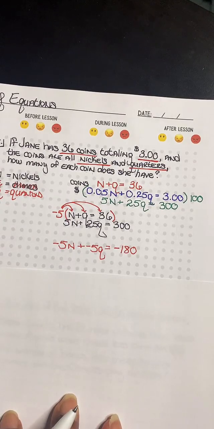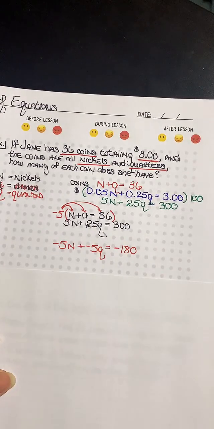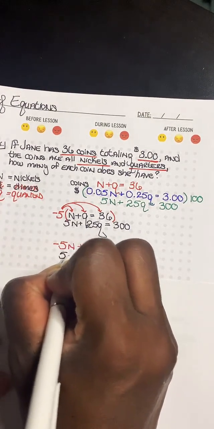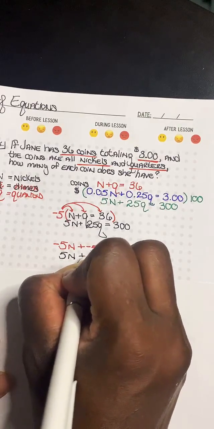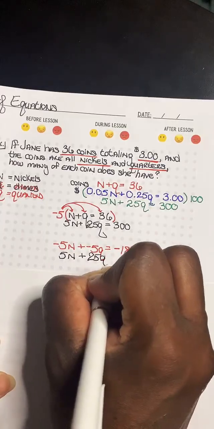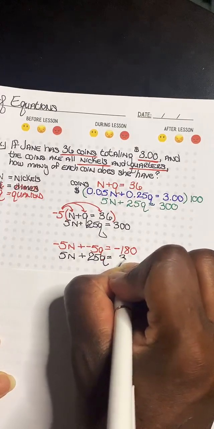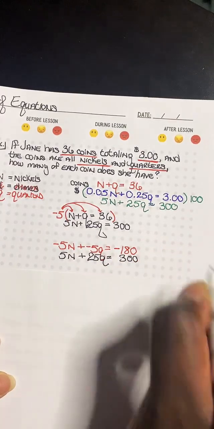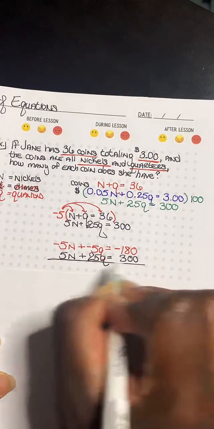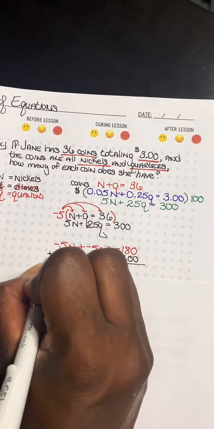Okay, so now what we're going to do is rewrite that bottom equation right underneath. So we have our 5n plus our 25q is equal to 300. So now we can basically add those two equations together.